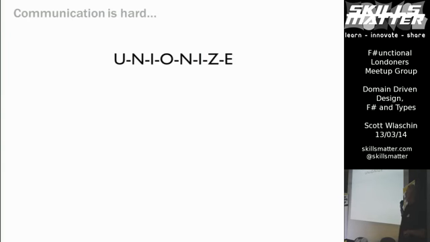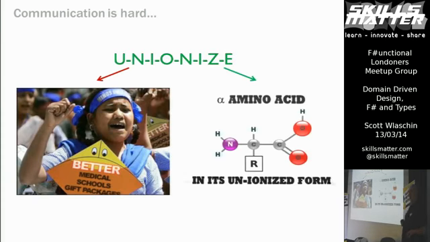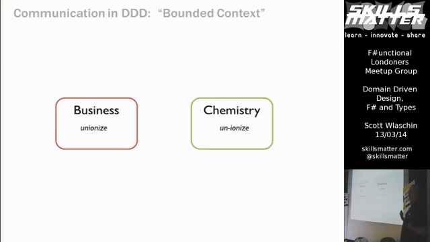Okay, so communication is hard. What does this word mean? Unionize. Well, if you're an activist, if you're into social justice, it means unionize. On the other hand, if you're a chemist, it means un-ionize. So there's an example of a word with two different meanings depending on the context. And domain-driven design has a concept around this, which is what they call a bounded context. So if you're in the chemistry business, that word means un-ionize. If you're in the domain of business, that means unionize.